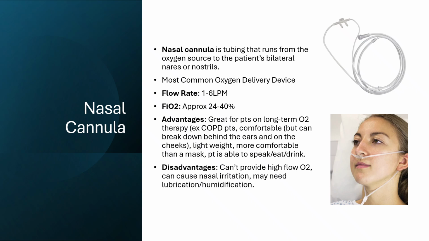The first one we're going to talk about is the nasal cannula. This is tubing that runs from the oxygen source, like the wall or a cylinder, to the patient's bilateral nostrils. It's the most common oxygen delivery device. The flow rate is typically 1 to 6 liters per minute, and that's really going to be patient specific. That FiO2, it's kind of hard to measure, but it's going to be somewhere between 24 and 40%. And remember, room air is 21%, so they are getting a little bit extra inspired oxygen here.